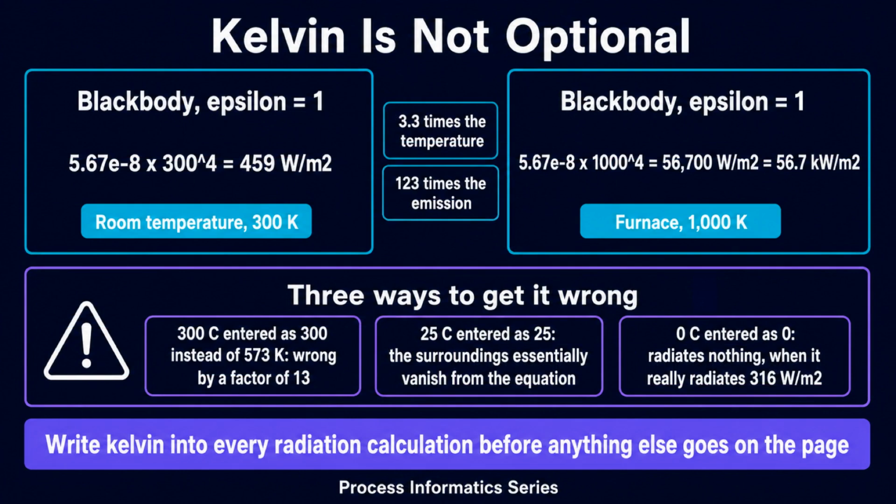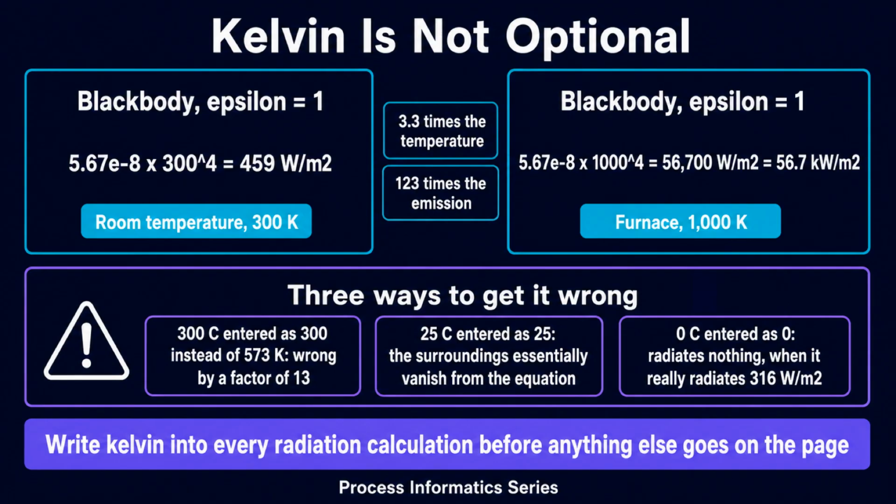Take a perfect emitter, a blackbody with emissivity 1, at room temperature, 300 Kelvin. E equals 5.67 times 10 to the minus 8 times 300 to the fourth, which is 459 watts per square meter. Now put the same surface in a furnace at 1000 Kelvin. E equals 5.67 times 10 to the minus 8 times 1000 to the fourth, which is 56,700 watts per square meter, or about 56.7 kilowatts per square meter. The temperature rose by a factor of 3.3. The emission rose by a factor of 123.